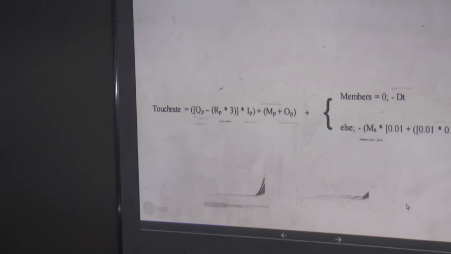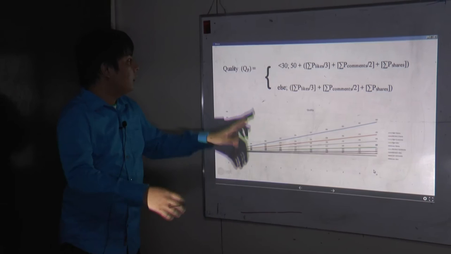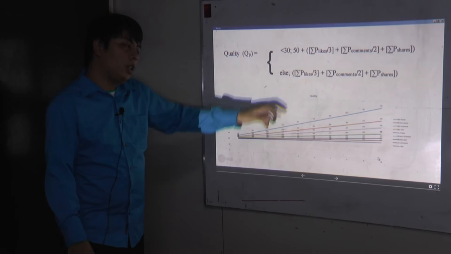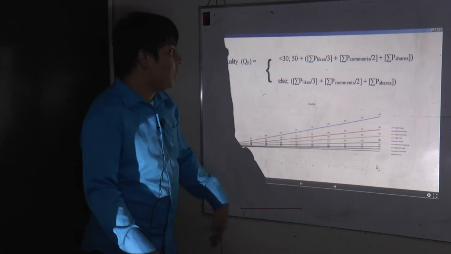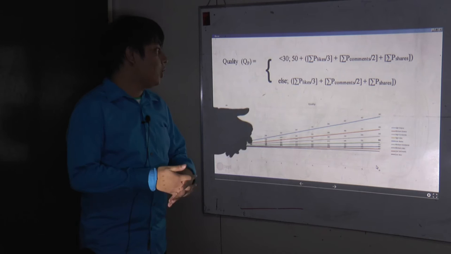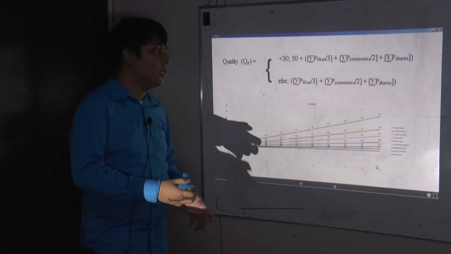In here, the first parameter is the quality, QP. We have the parameter that if the quality is less than 30, so for a new post, it will have an augmentation of 50 quality, then multiplied by the number of likes divided by 3 plus number of comments divided by 2 plus number of shares. This shows that the most important factor is shares, followed by comments, and last is likes, since this is based on another research which I forgot to copy.